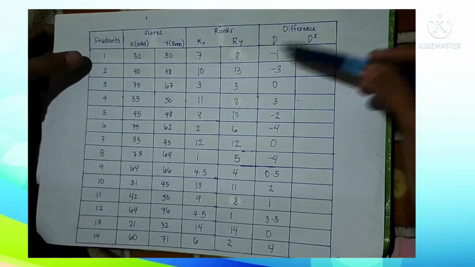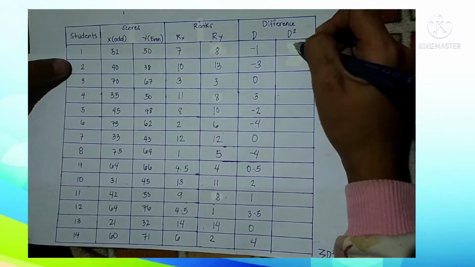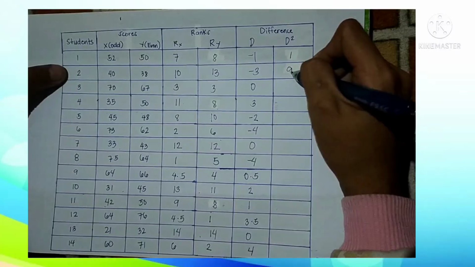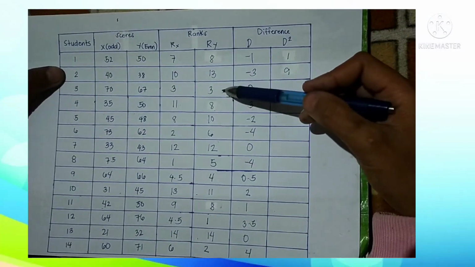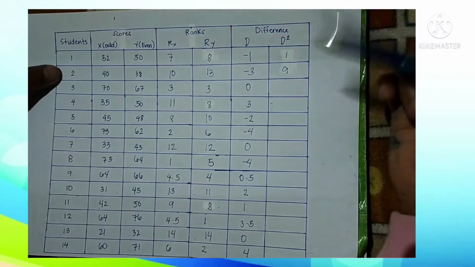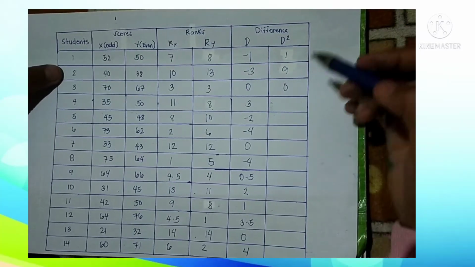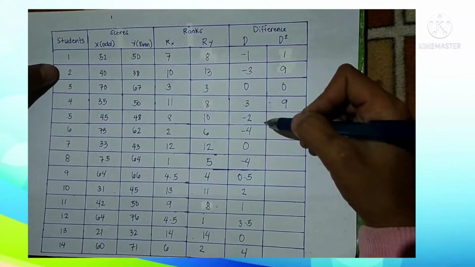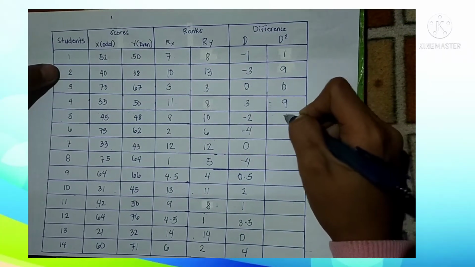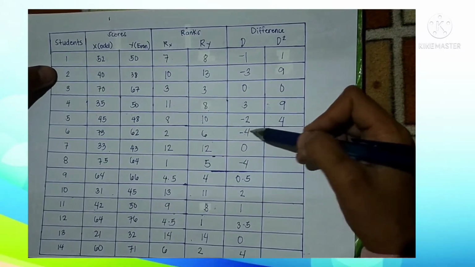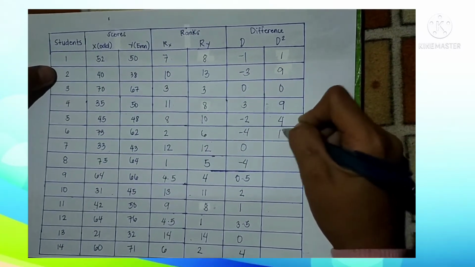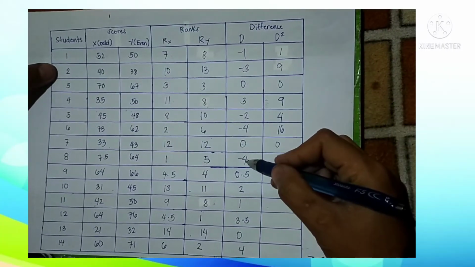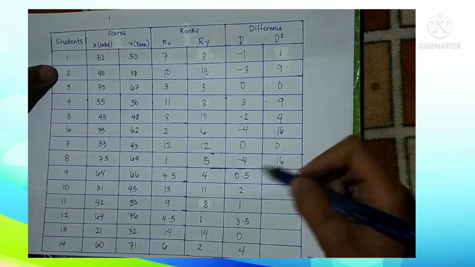So, negative 1 times negative 1 equals 1. Negative 3 times negative 3 equals 9. 0 times 0 equals 0. 3 times 3 equals 9. Negative 2 times negative 2 equals 4. Negative 4 times negative 4 equals 16. 0 times 0 equals 0. Negative 4 times negative 4 equals 16.